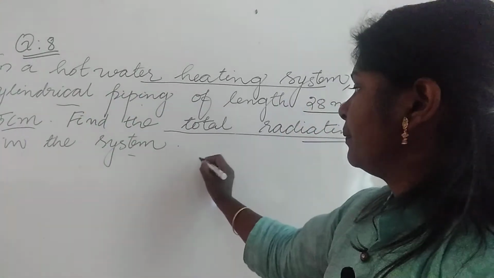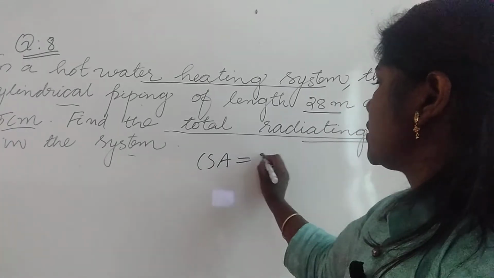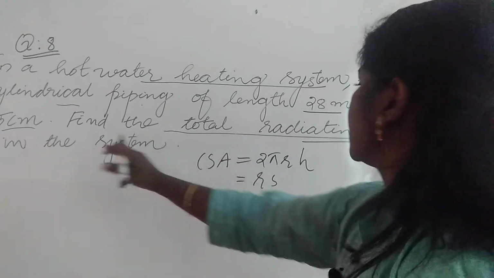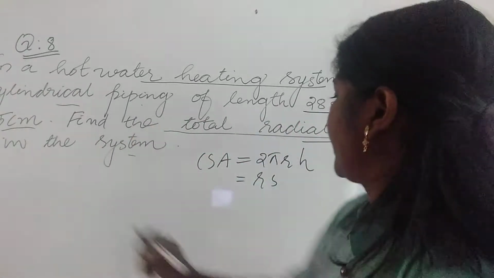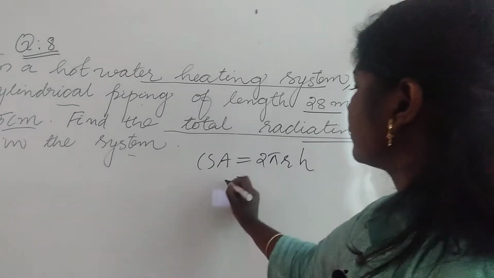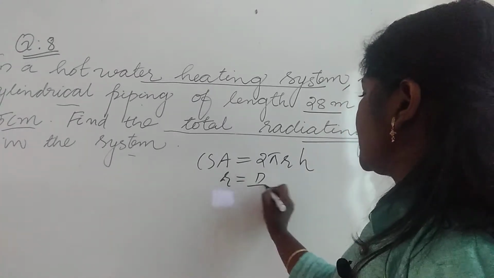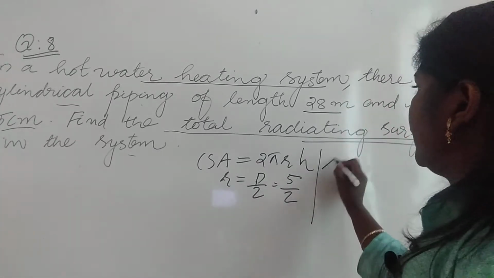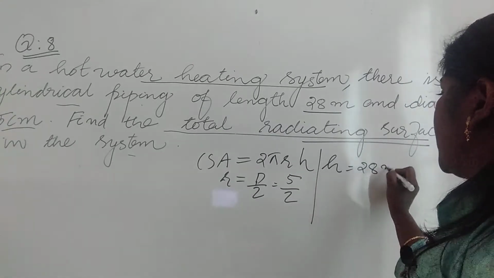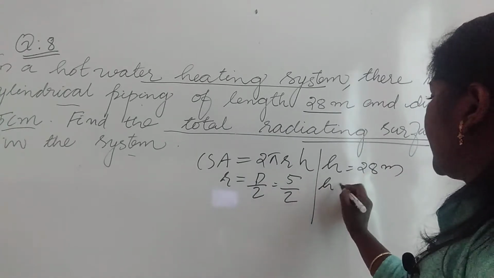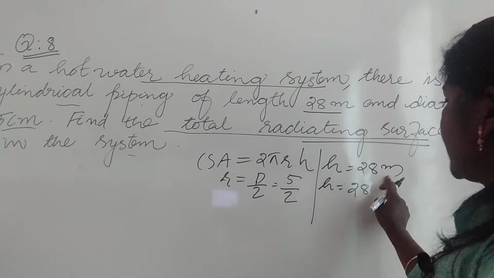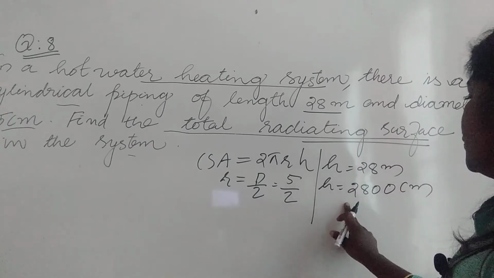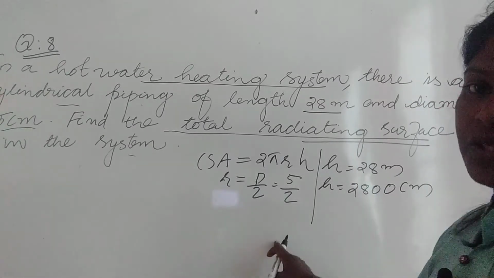So we know that the curved surface area of a cylinder is 2 pi r h, and here r is radius, diameter is 5 centimeters. So radius is diameter divided by 2, that is 5 divided by 2, and height given, that is length, it is 28 meter. So for the convenience we can convert 28 meter into centimeter, that is we should multiply this with 100 and we are getting 2800 centimeters. So we can substitute the values into the equation.